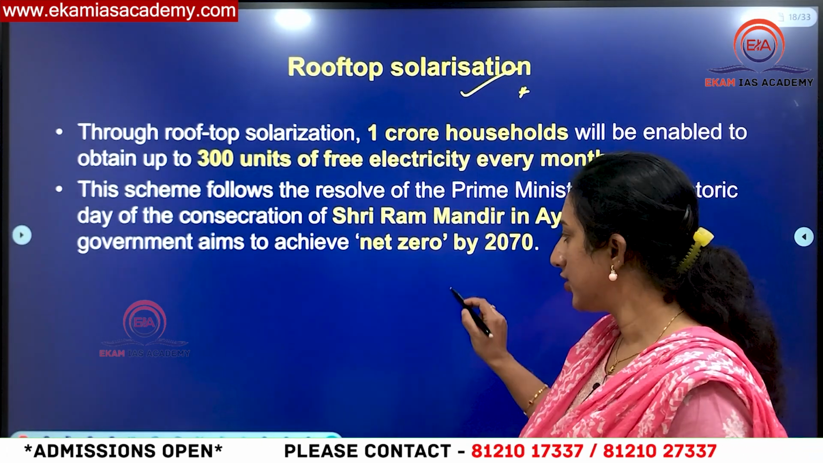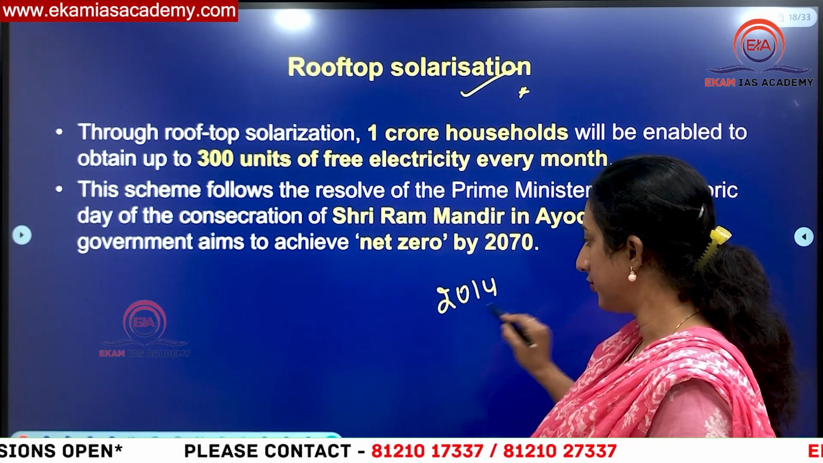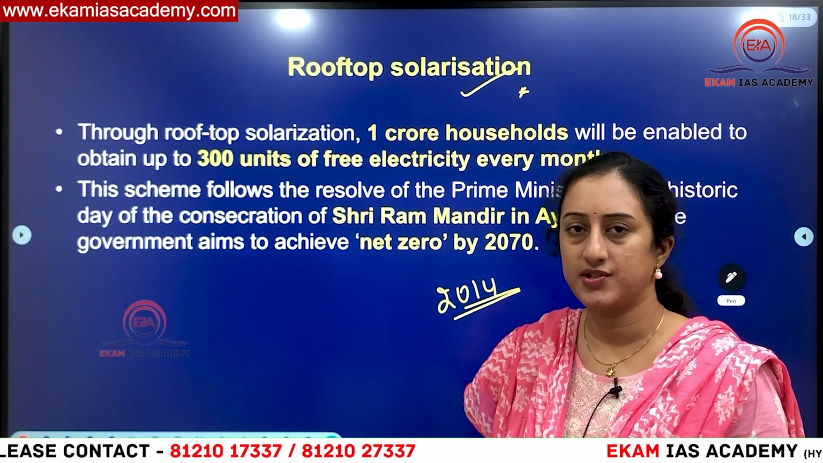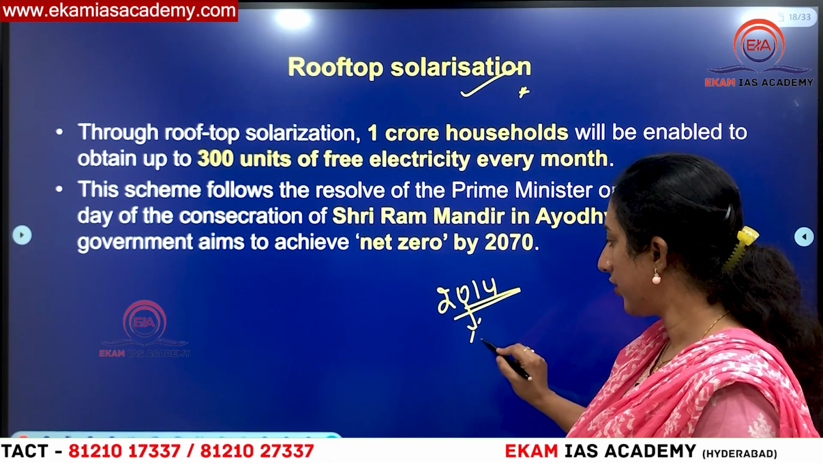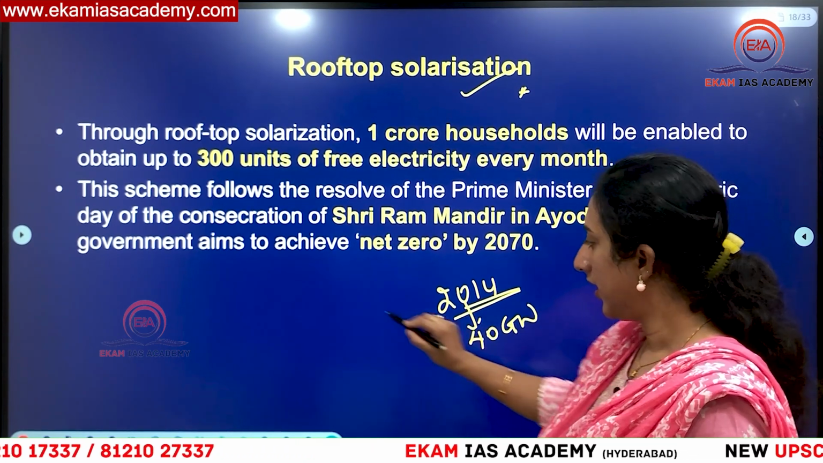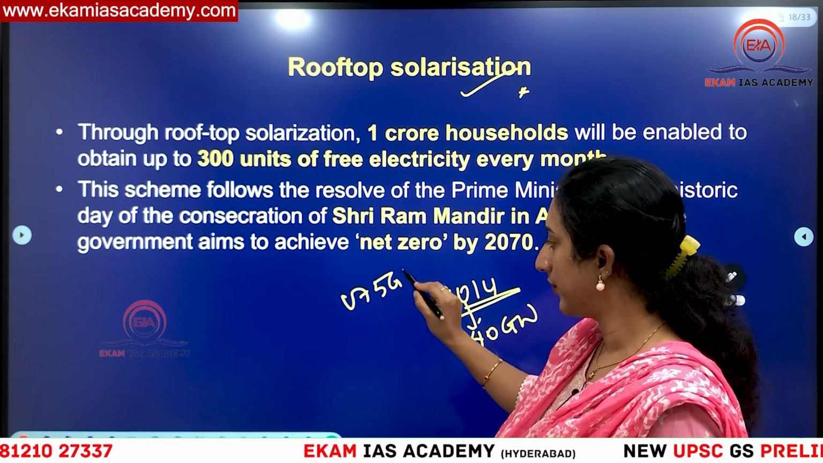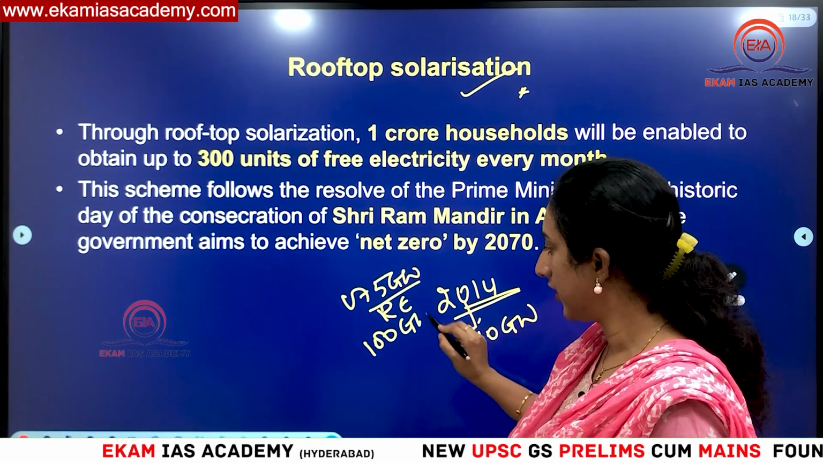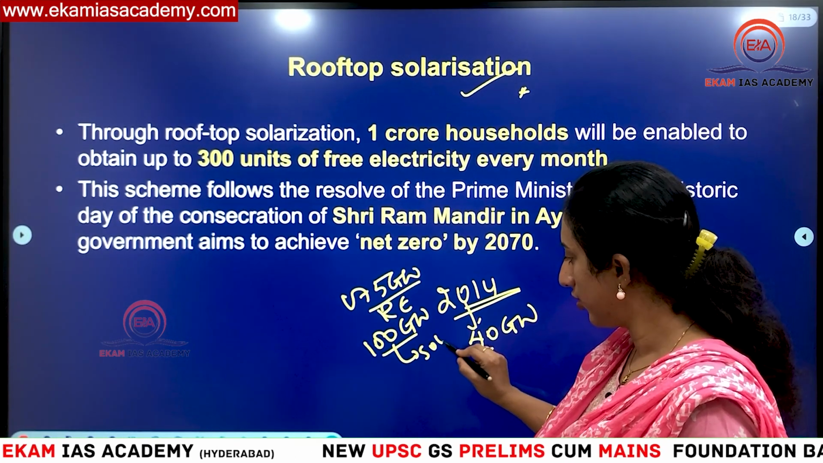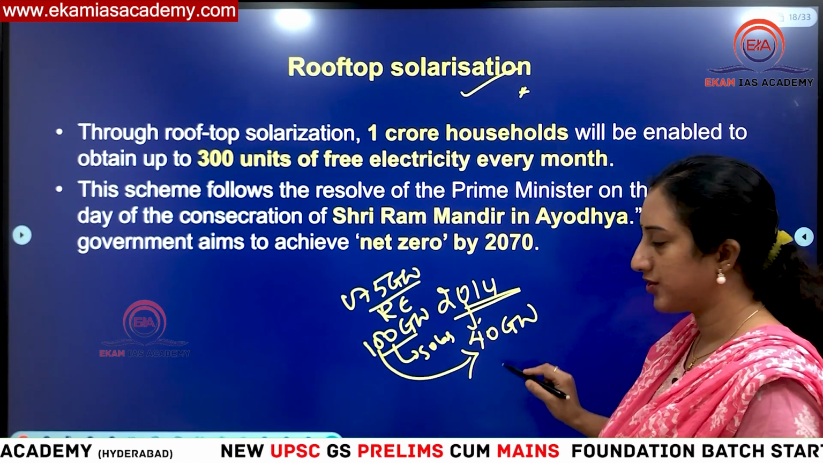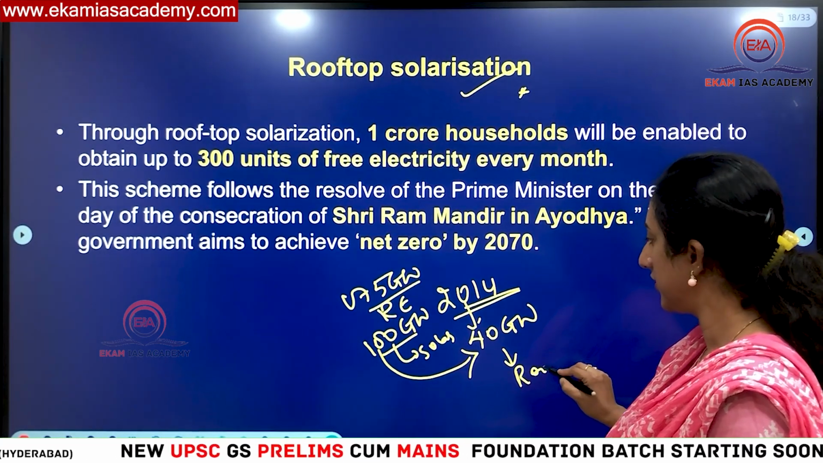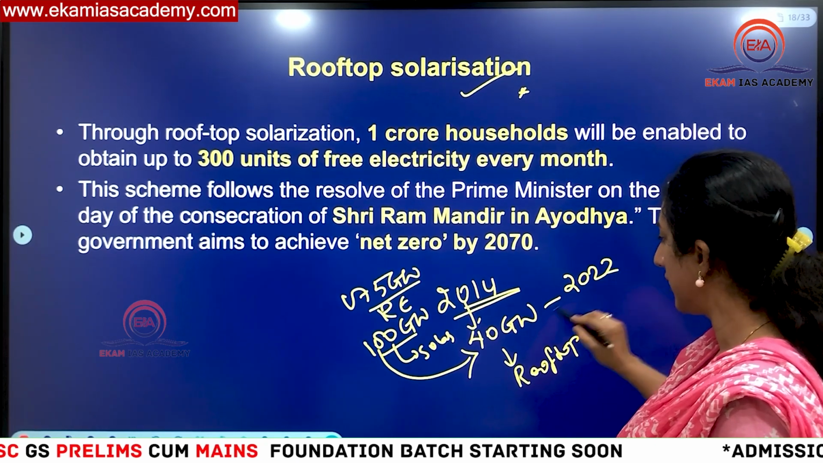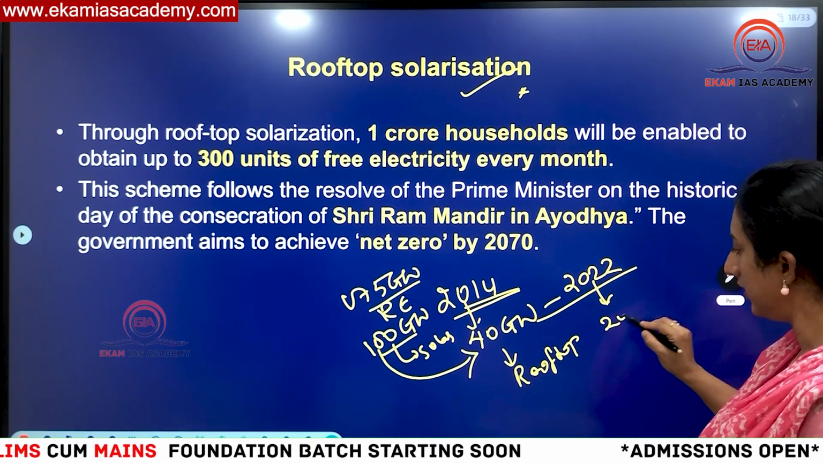If you have remembered, in 2014 when this government came to power, they announced a separate scheme to facilitate rooftop installations, and they kept a target of 40 gigawatts. Out of the 175 gigawatts we wanted to achieve through renewable energy, we wanted 100 gigawatts through solar energy. In this 100, we wanted 40 gigawatts through rooftop. But we wanted to achieve this by 2022. As we couldn't achieve it, the target was extended till 2026.